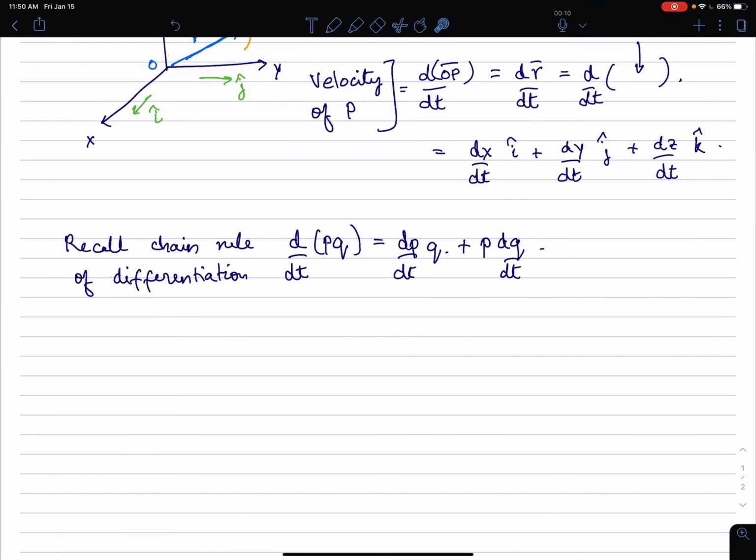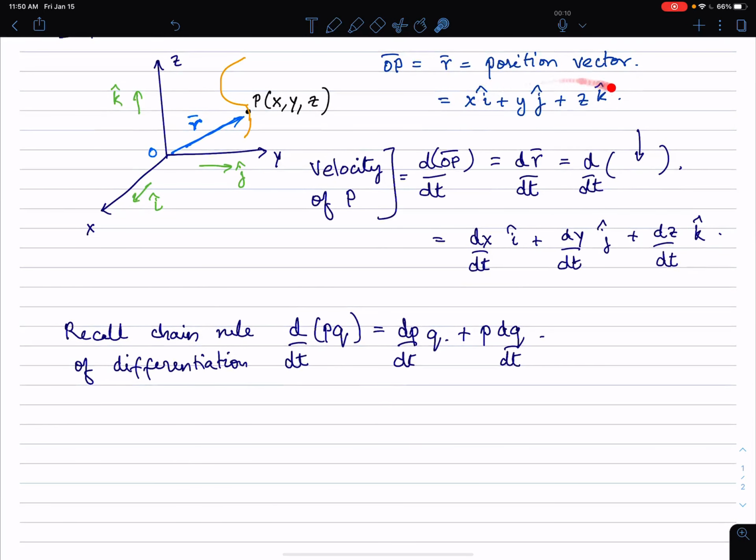Okay, and if we apply the chain rule of differentiation to this vector, we should ideally get dx by dt i, and then another term which is x times di by dt. And we don't have terms like di by dt, dj by dt, dk by dt, because why is that? Why don't we have di by dt, dj by dt, dk by dt when we differentiate this? Okay, it's because exactly these vectors are actually fixed vectors. These vectors are basically constants.